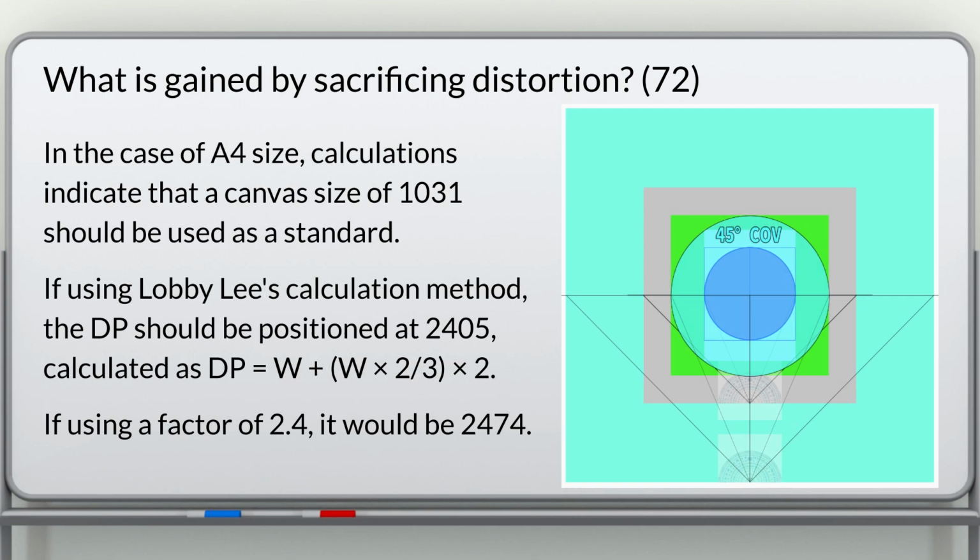In the case of A4 size, calculations indicate that a canvas size of 1031 should be used as a standard. If using Robbie Lee's calculation method, the DP should be positioned at 2405, calculated as DP equals W plus W times 2 divided by 3 times 2. If using a factor of 2.4, it would be 2474.